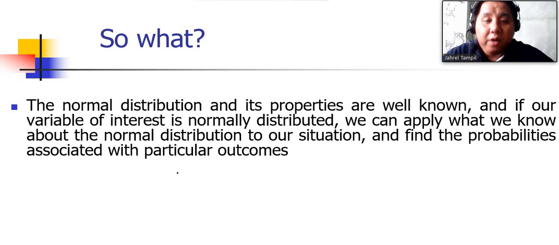And these variables that can be assumed to be normally distributed or are normally distributed have specific properties or characteristics that would make it easier for us to tell some things about the population, and this serves as a basis later on for our inferential statistics.